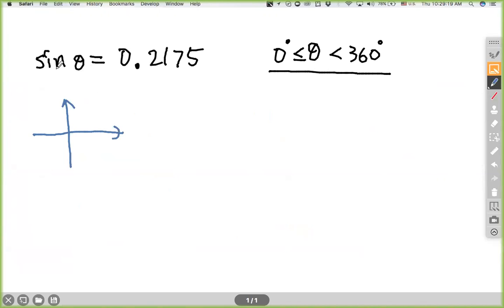So first thing is to notice that this number is a positive value. I'm using ASTC again. Locate two quadrants where sine value is positive. The first quadrant is all, which means all functions are positive, and that matches with this equation. Sine is positive, that's good. So one of the solutions should be here. And look at the second quadrant. In the second quadrant, sine is positive, which matches with this equation, right? Sine equals a positive value. This is where the second solution is.